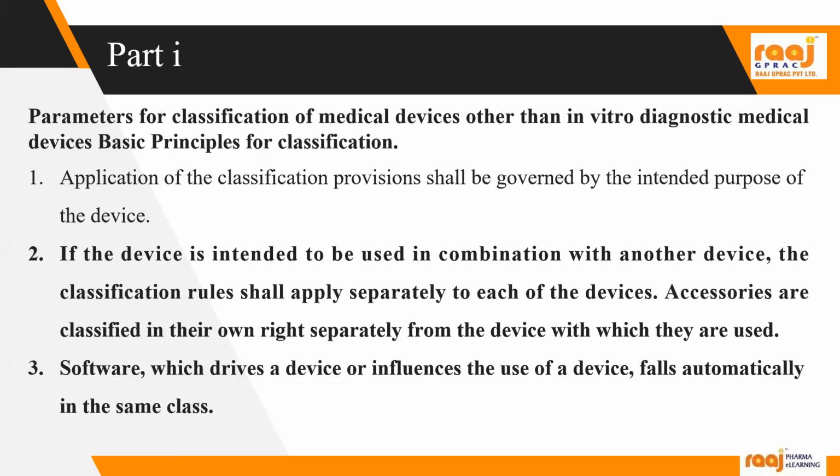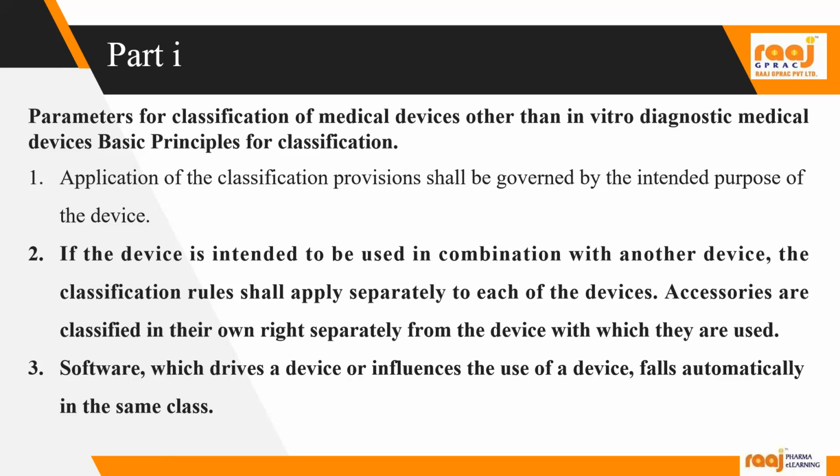Then again, Part 1 in detail talks about application of the classification provisions, which shall be governed by the intended purpose of the device. As I mentioned earlier, IFU is very important, right? When you classify your device, intended use is very, very important. Based on the IFU and the label claim, you are in a position to classify it under A, B, C. And if the device is intended to be used in combination with another device, the classification rule shall apply separately to each of the devices.